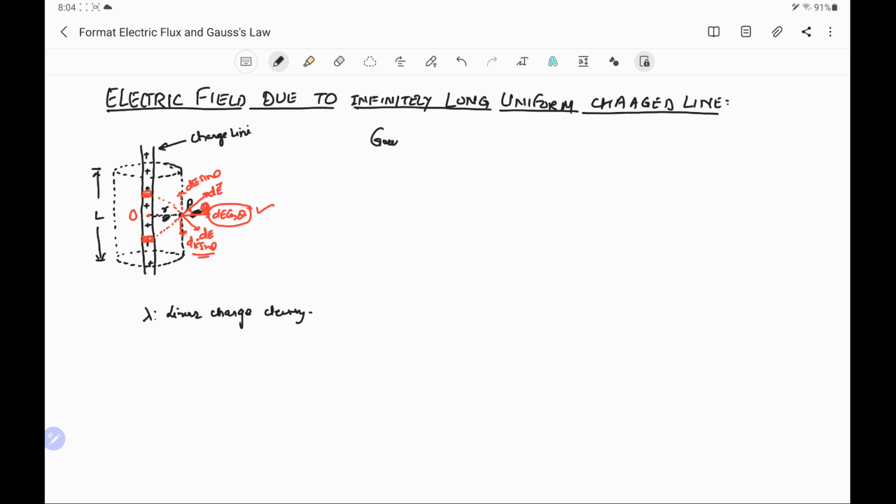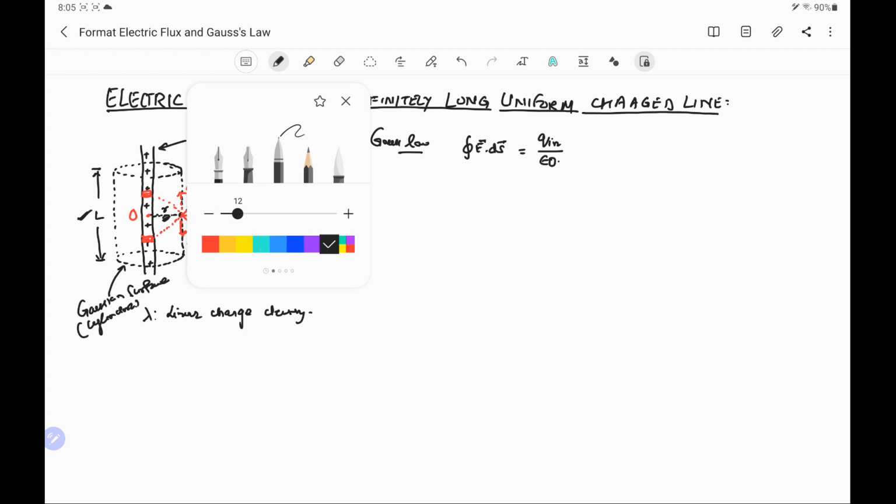Gauss law is integral E dot ds, this is the flux through the surface, equal to the charge enclosed by the Gaussian surface divided by epsilon naught. So we have to draw the Gaussian surface, and this dotted line is the Gaussian surface which is cylindrical in nature. The length of the cylinder is L and the radius of the cylinder is r. Therefore, there are three surfaces for the cylinder.